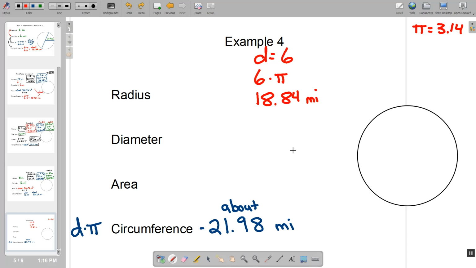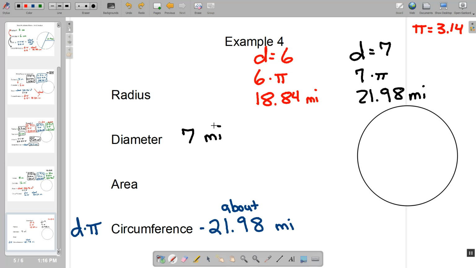So let's try 7. Let's go one bigger. Okay. So I'm going to do the diameter is equal to 7. I do 7 times pi, which, look at that, I got very lucky this time. I actually got it correct. So the diameter has to be 7 miles. This is a giant circle, maybe like a plot of land or something. Okay, maybe it's a town, something like that.